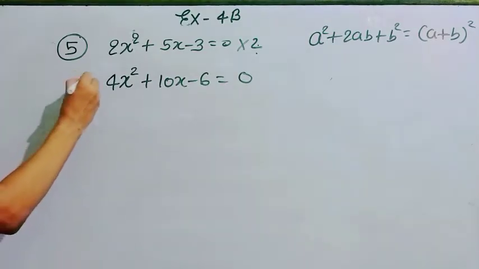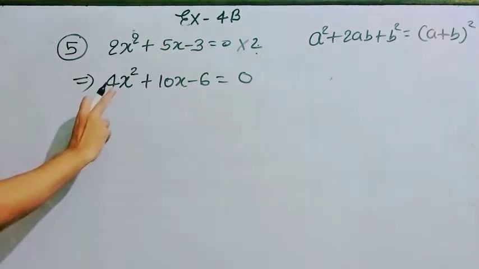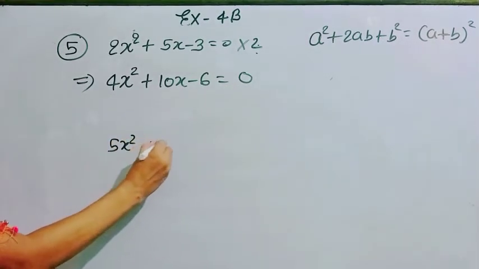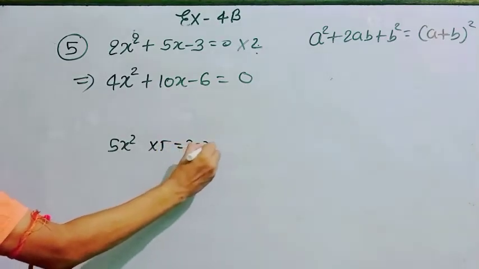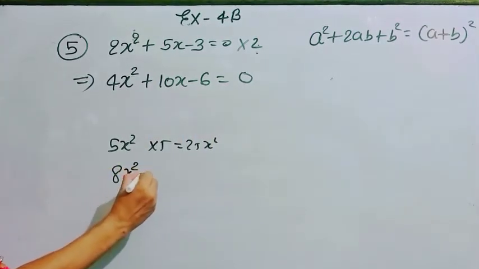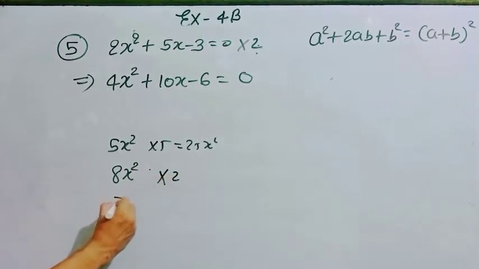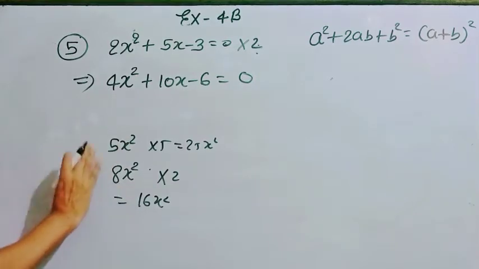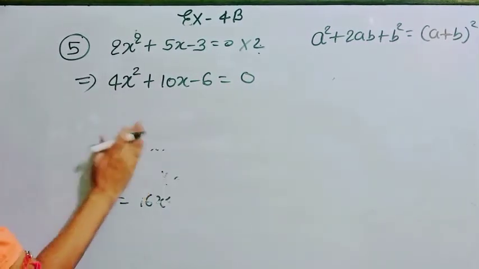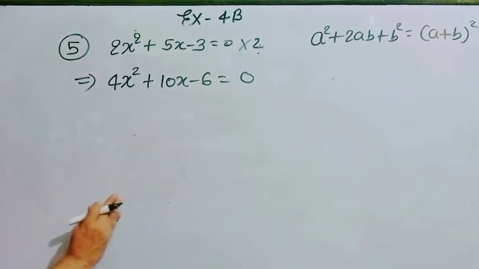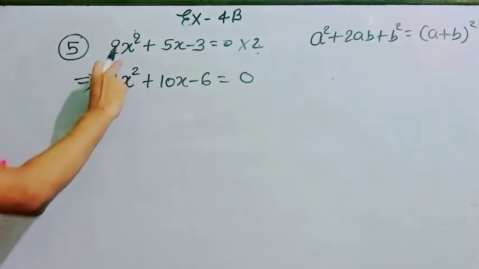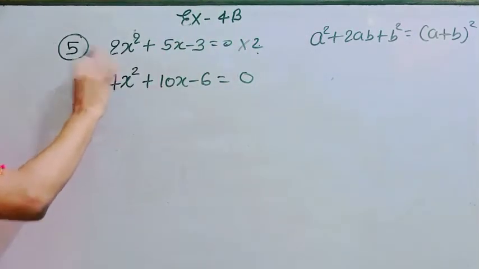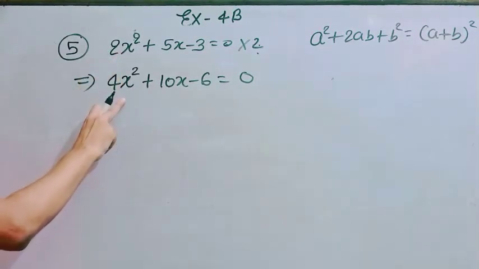Now you write 4x square, and it is clear it is the square of 2x. If your question is given as 5x square, then multiply by 5, then you get 25x square. Similarly, if your question is 8x square, then multiply by 2, then you get 16x square. So keep in mind first what number you multiply to get the square number. Here in this question, you have only 2x square, and you have to find the nearest square number, that is 4x square. So what number do you multiply to get 4x square? That is 2. So 2 multiplied by 2x square is 4x square.